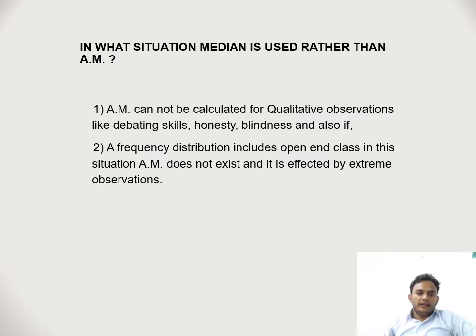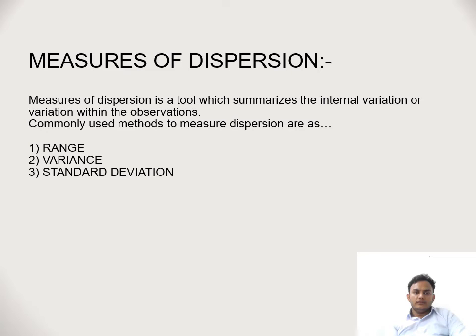Now, comparatively, if we talk about in what situation median is used rather than arithmetic mean. So, arithmetic mean cannot be calculated for qualitative observations like debating skill, honesty, blindness, and also if a frequency distribution includes an open class. In this situation, arithmetic mean does not exist, and it is affected by extreme observations also.